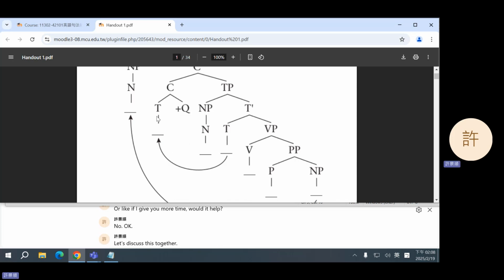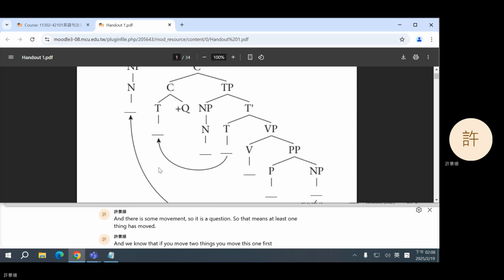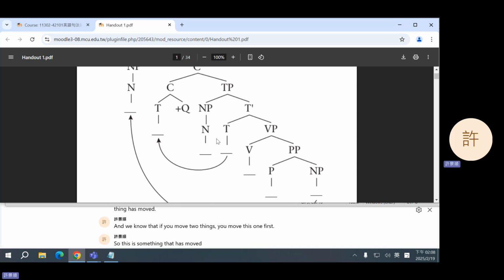So it is a question, right? Plus Q. And there's some movement. So it is a question. So that means at least one thing has moved. And we know that if you move two things, you move this one first. So this is something that has moved. Therefore, this is a lowercase t.